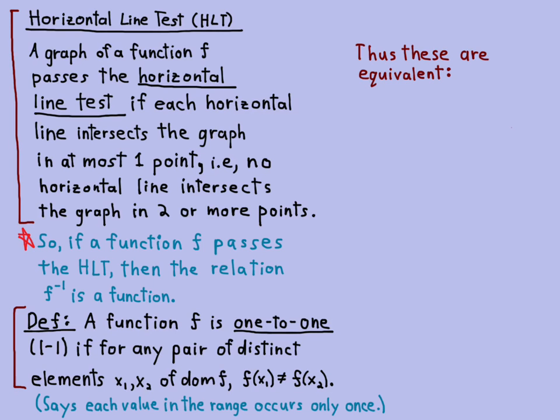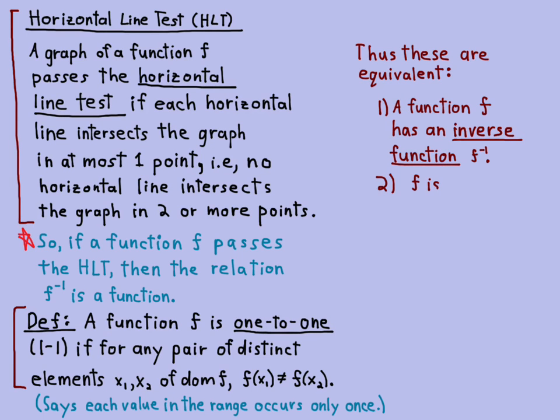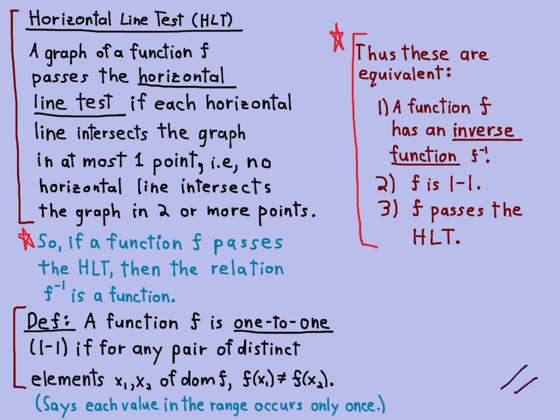Thus, the following are equivalent. 1. A function f has an inverse function. The inverse is a function, not just a relation. 2. f is 1 to 1. And 3. f passes the horizontal line test. These three things all mean the same thing.